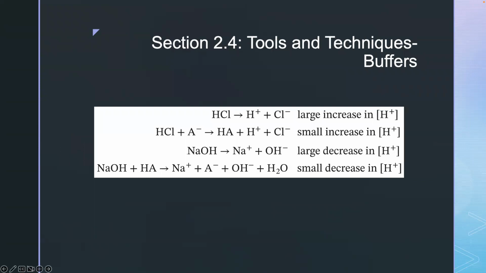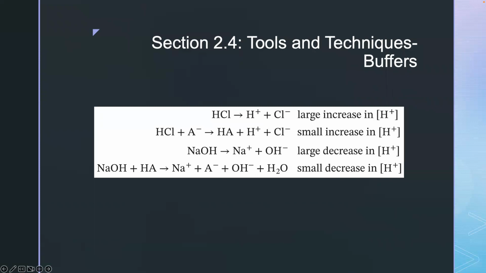So when we talk about buffers, buffers are really cool. They have the ability to resist changes in pH within a system. Weak acids actually make great buffers. And remember, pK is when you have equal concentrations of acid and base, so equal numbers of acids and bases. So if I add a lot of a strong acid like hydrochloric acid, in a situation where we're sitting at the pK, then there's not going to be a drastic change in pH.